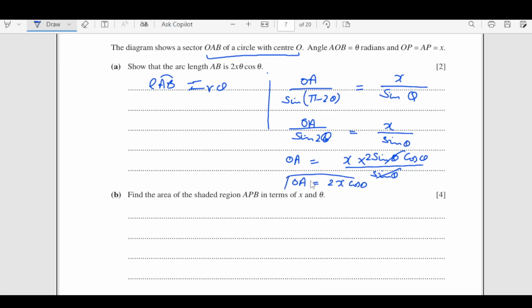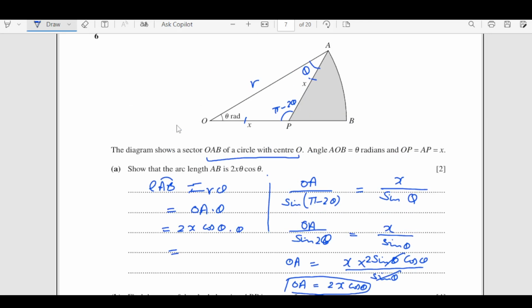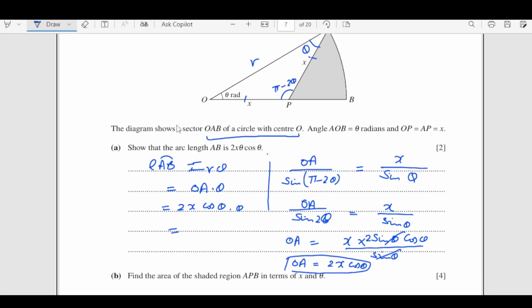So, this is OA. Then we are going to put here our value. The arc length is R, the radius, times theta. So, OA is 2x cos theta, into theta. This can be written the way they asked us, as 2x theta cos theta. Right. So, this is the length of arc.